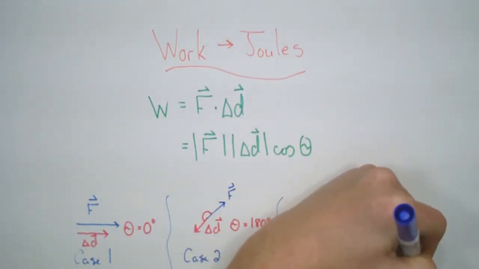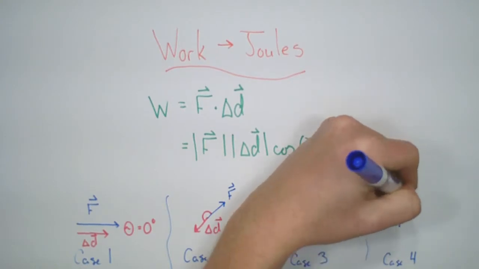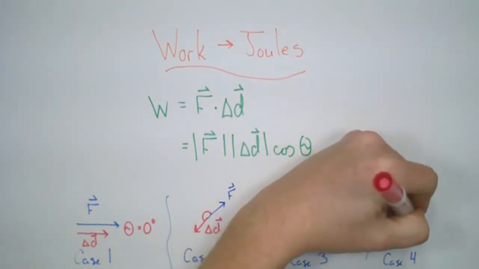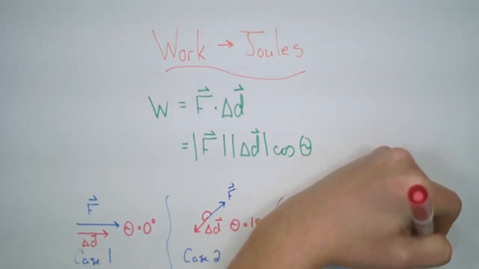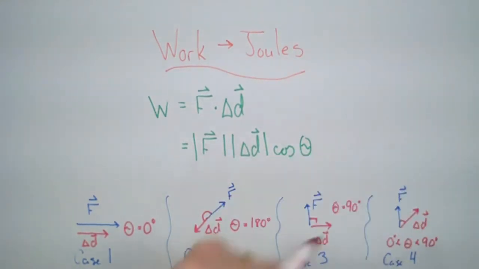And in the last case, we again had an upwards force, but now because we were going up the stairs, we would have the displacement that would be at an angle that would give us something between 0 and 90 degrees depending on the staircase.